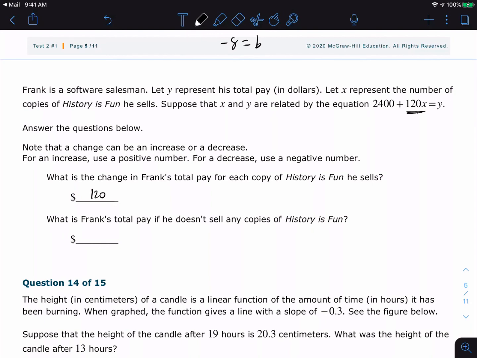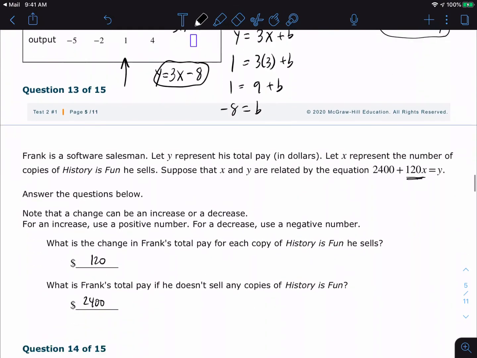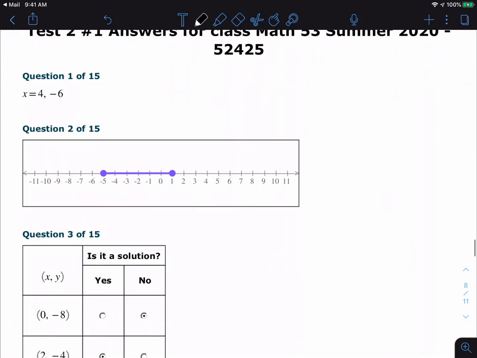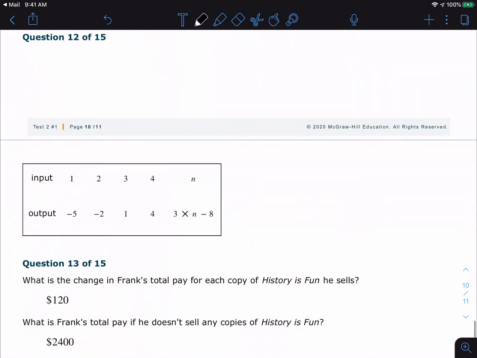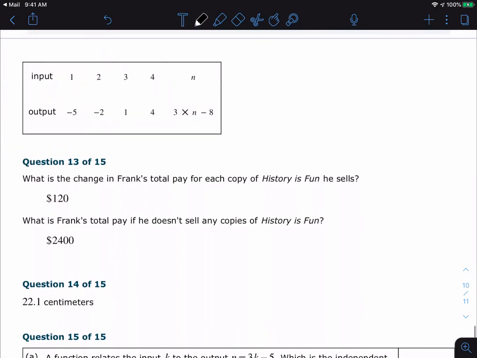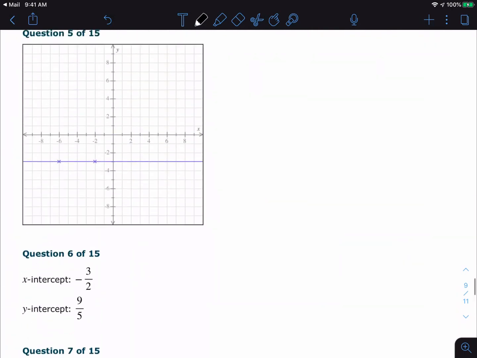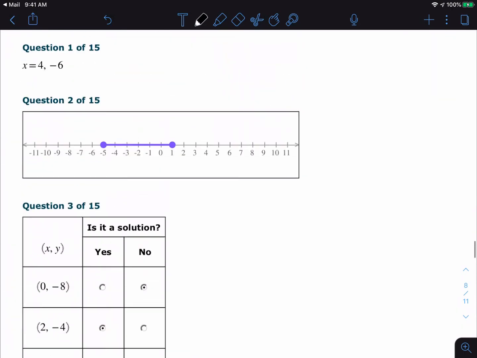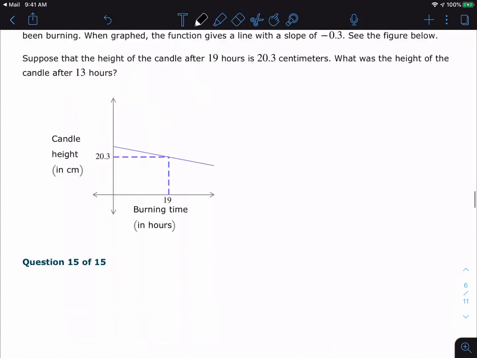Then it says, what is Frank's total pay if he doesn't sell any copies of the History is Fun book? Well, that would be x is 0, and so he would get $2,400. So it should be 120 and 2,400. And we can check if you'd like. Let's see, what did I say? 120 and 2,400. There it is. Okay. Let's get these last couple done.